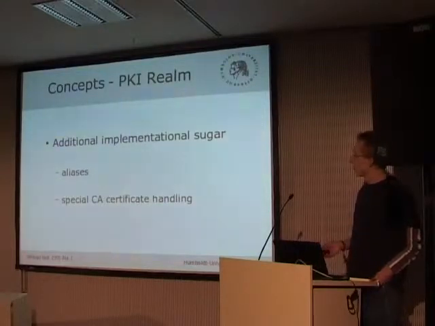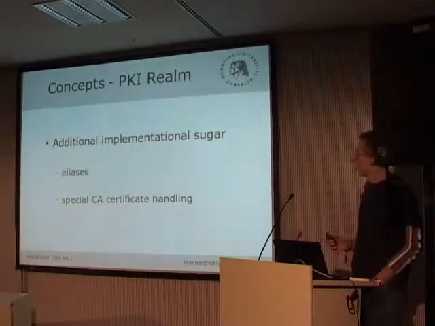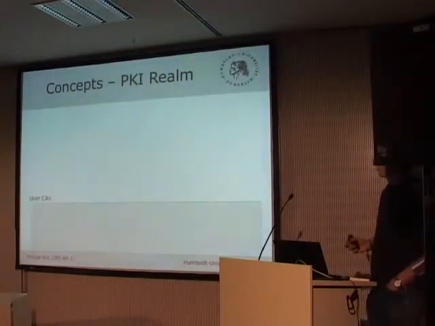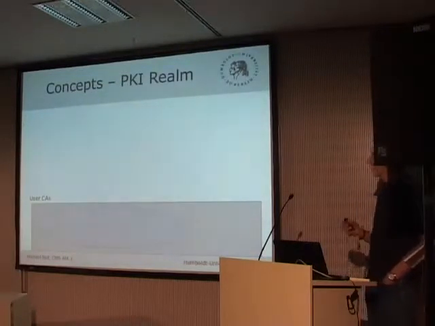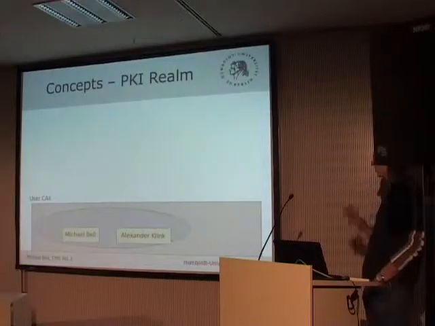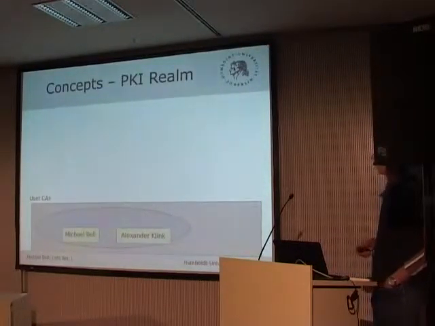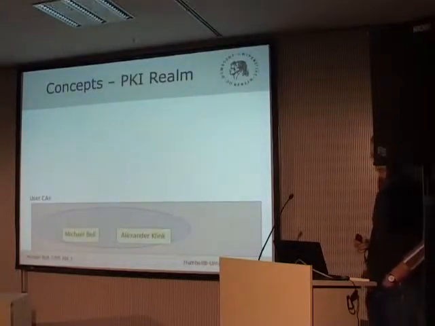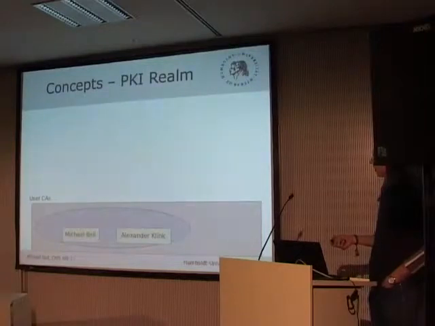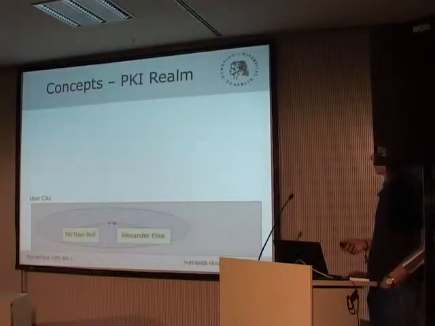So some additional implementation, which you will see later. We have aliases, which are simply names for certificates, and you have some special CA certificate handling. So what's going on in practice? You often see these gray boxes. Okay, the colors are not very useful. In this case, the gray rectangle here is our PKI realm which we defined. The round box here is the CA system, and the rectangles here are the normal certificates. Now we have so-called aliases.